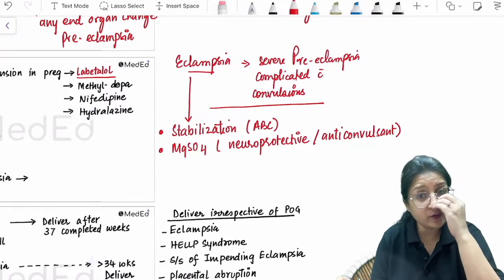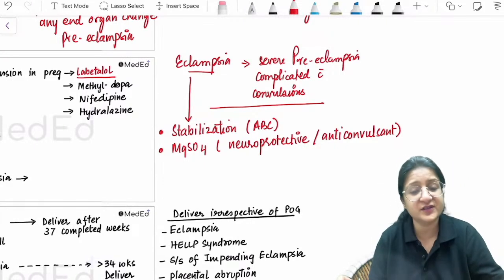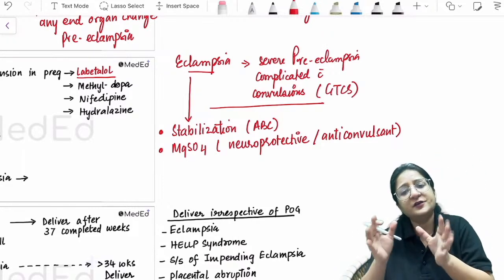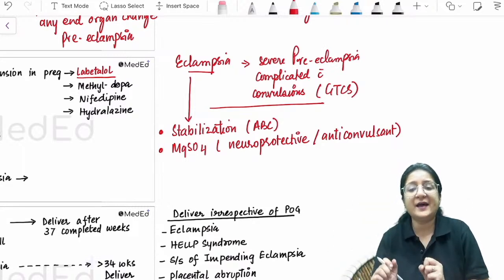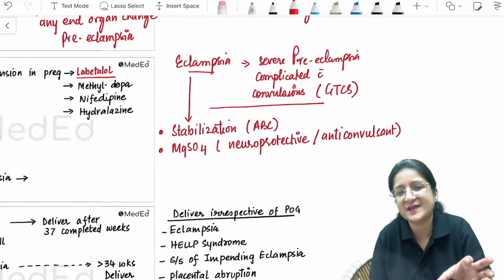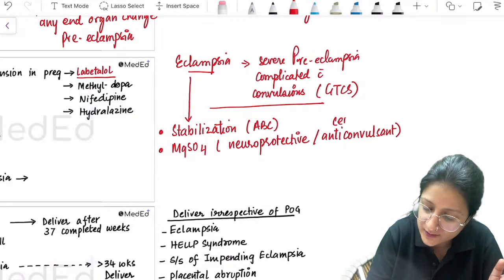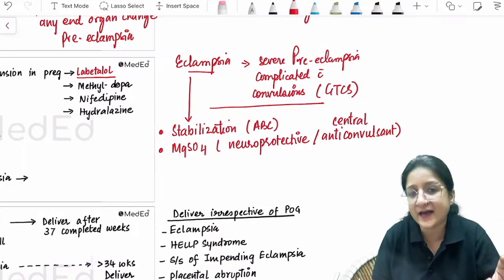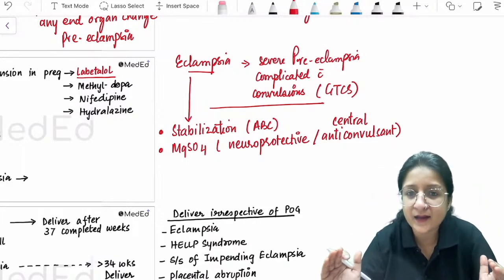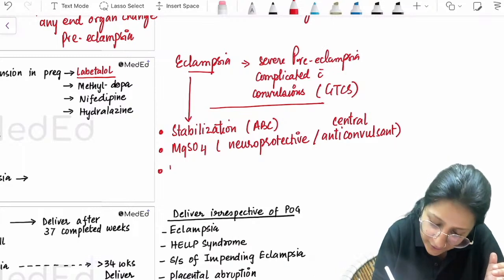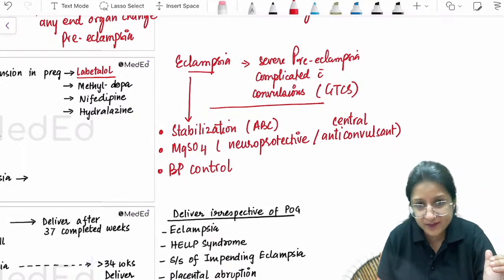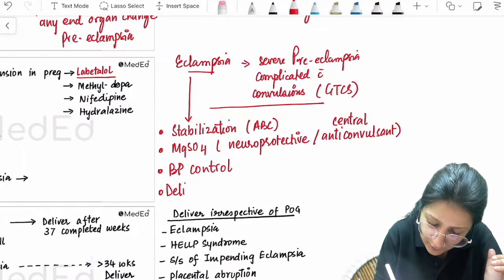Very, very important point. The convulsion that a woman has with eclampsia is a generalized tonic-clonic seizure. It is going to last for a minute or so, but once a convulsion happens, it can always happen again until we start magnesium sulfate. So magnesium sulfate, neuroprotective, has a central anticonvulsant action. Please remember, magnesium sulfate is not antihypertensive. So we will have to give antihypertensive drugs separately, and we will have to deliver the woman, right?